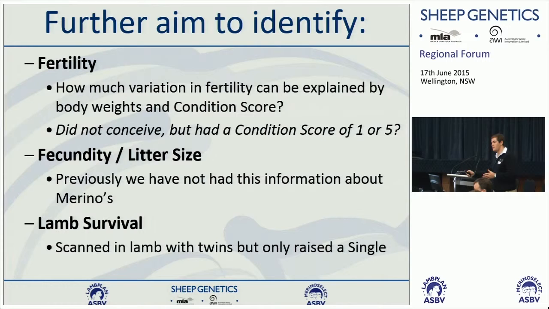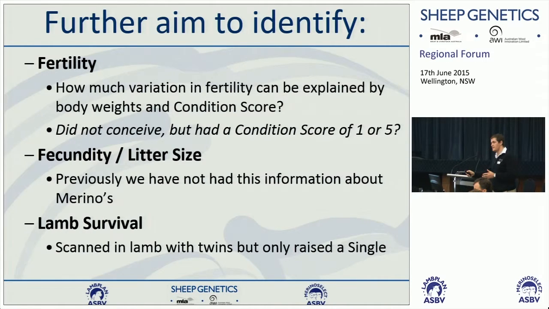And it was whether they were scanned in lamb as twins and then had a single, or had nothing, or had two, or whatever. I've got all that information, so I can actually go back and put that information in, but I'm only using Pedigree Wizard, I'm not using Pedigree Master. Keep in mind, you've got to be really confident with that information going back. I know, it's very accurate.